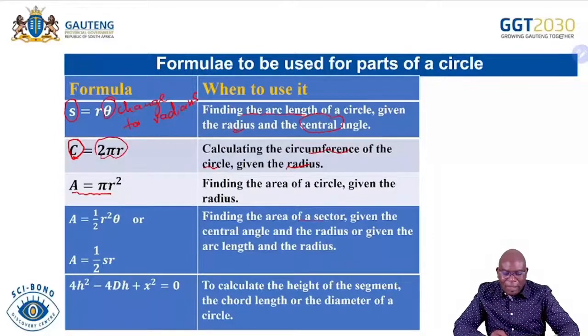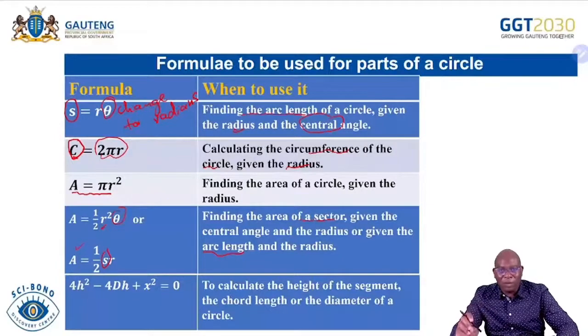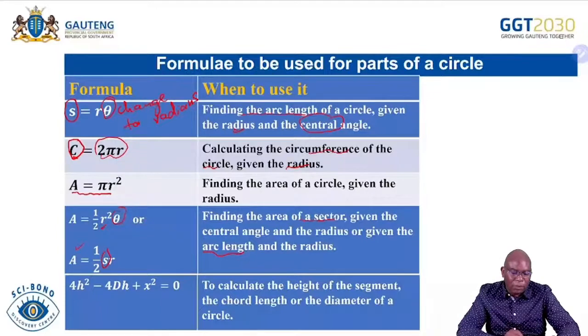Finding the area of the sector. Remember I talked about the sector. You must be given the central angle, and you must also be given the radius. If I've got a central angle and a radius, I'm able to calculate the area of the sector. Or I must be given the arc length. If I know the arc length, which is S, I can calculate the area of the sector. So those are two formulae, and it will depend on what is given in your question. If I'm given a central angle, I'll use that formula. If I'm given the arc length, I'll use that formula.